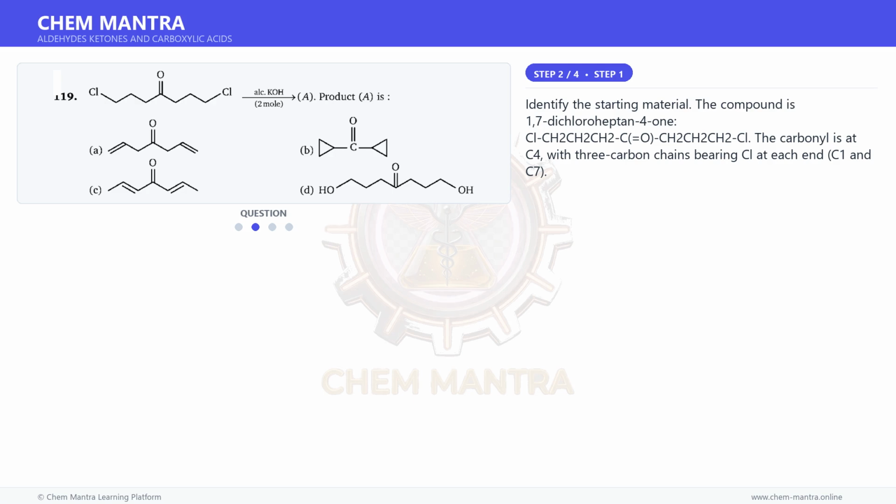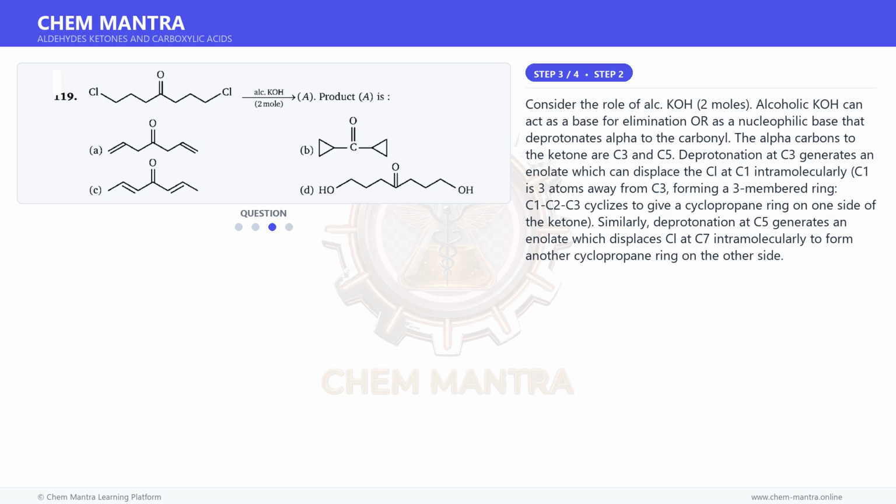Identify the starting material. The compound is 1,7-dichloroheptan-4-one, Cl-CH2CH2CH2-C=O-CH2CH2CH2-Cl. The carbonyl is at C4 with 3-carbon chains bearing Cl at each end, C1 and C7. Moving on to the next step.